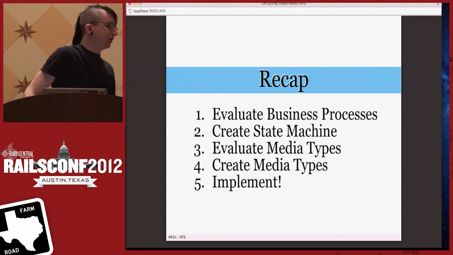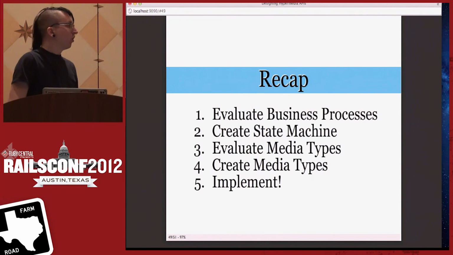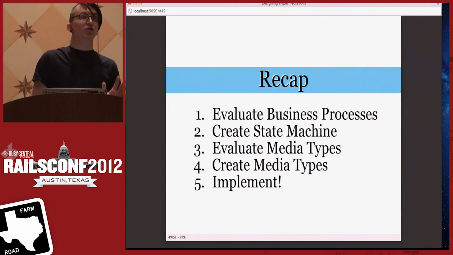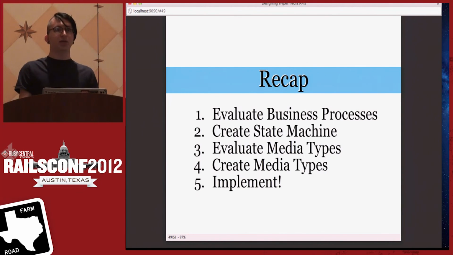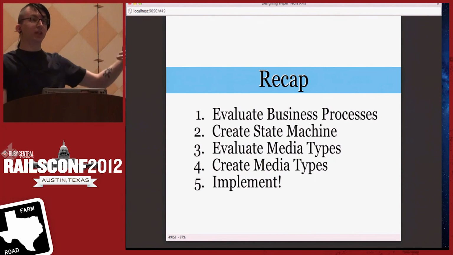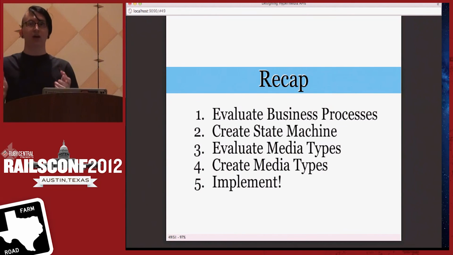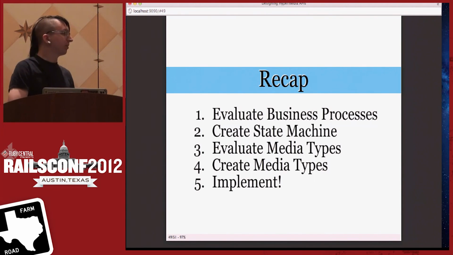To recap the server-side stuff, you evaluate your business processes, you create a state machine that represents those processes. And this is really useful if you don't even care about this API stuff or you think that I'm full of crap. Doing that is really, really useful to understanding how your service works. Like checking out what things go where and what steps people need to take is super awesome.